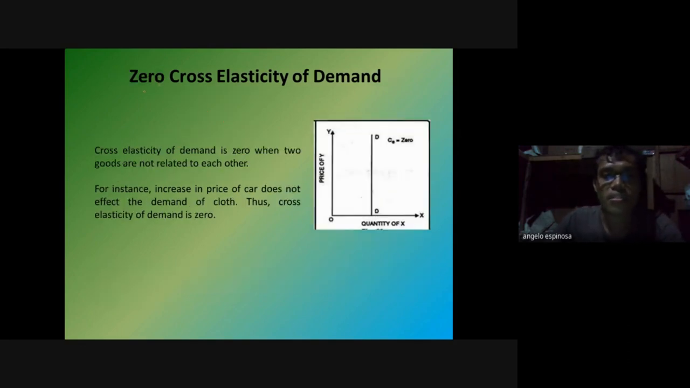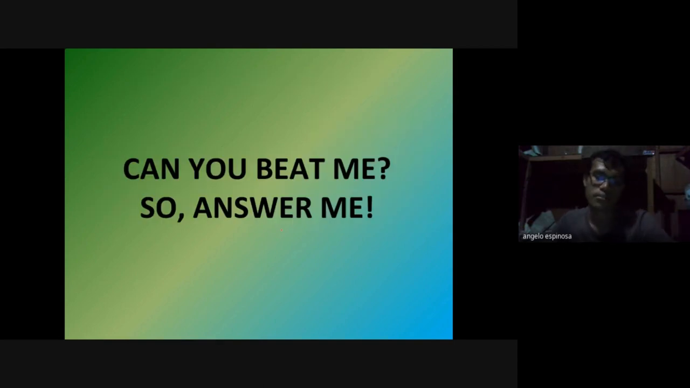Okay, pag zero cross elasticity of demand, meaning cross elasticity is zero when two goods are not related to each other. Hindi sila related to each other. For instance, increase in price of the car does not affect the demand for cloth. Hindi naman mag-affect ang demand ng cloth. So that's cross elasticity of demand. Because when they are not related to each other, equals to zero. So that is being vertical. Pag zero cross elasticity of demand, they are not related goods. Okay? So, do you get me?